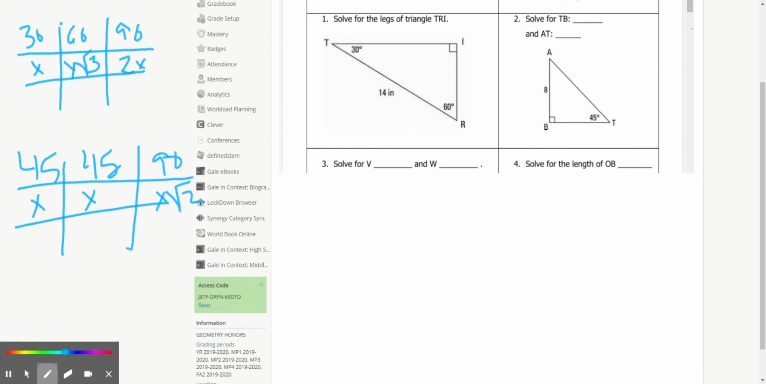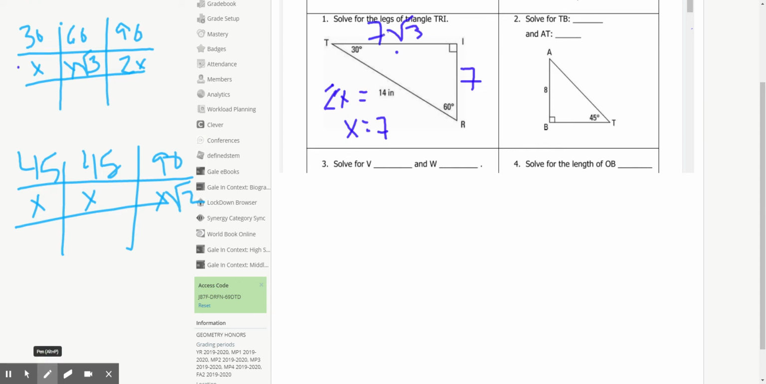So if we solve for this, we know opposite the 30 is the x. Opposite the hypotenuse is 2x. And then this is x on the square root of 3 opposite the 60 degrees. So if 2x equals 14, then I divide by 2 and x equals 7. So everywhere we see an x, we can erase it and put a 7.